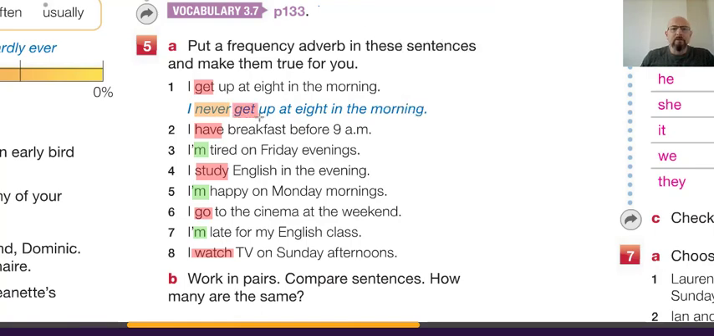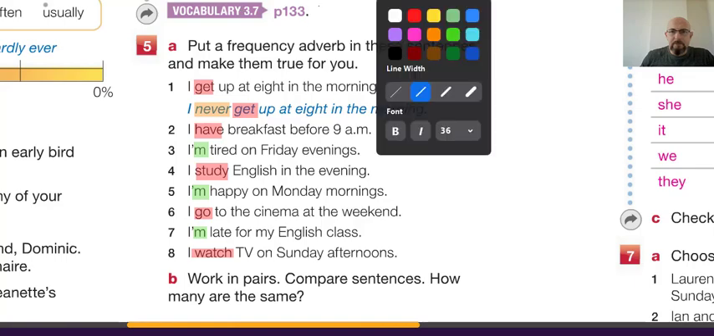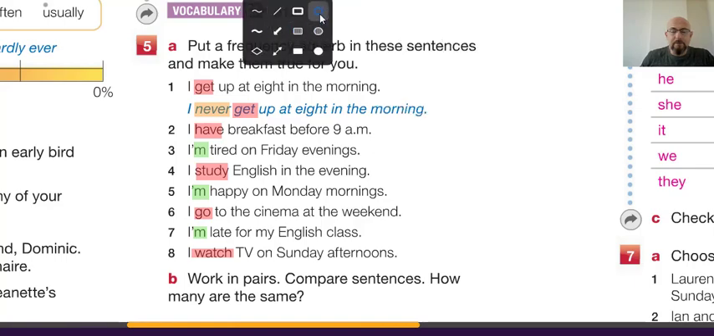So let's put a dot in the place of the frequency adverb. For example, I have. The frequency adverb will be before, so it will be here. And I am, after here. And here, I am, it will be here. And I here.